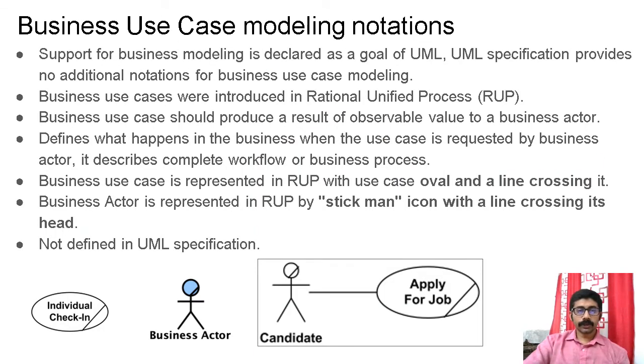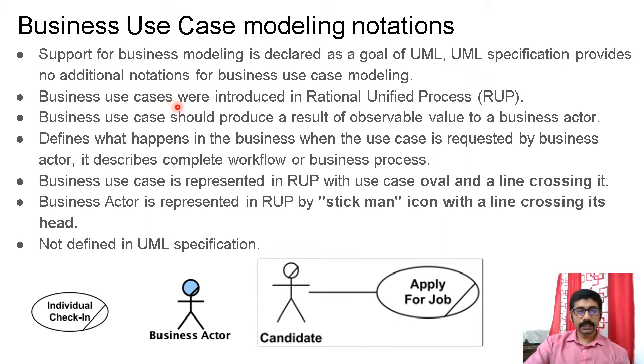Business use case modeling notations. In the beginning of our lecture, I mentioned that UML can be used to model even non-software problems. This is dealing with that point only. Support for business modeling is declared as a goal of UML. UML specification provides no additional notations for business use case modeling. So this is a deficiency in the UML specification.